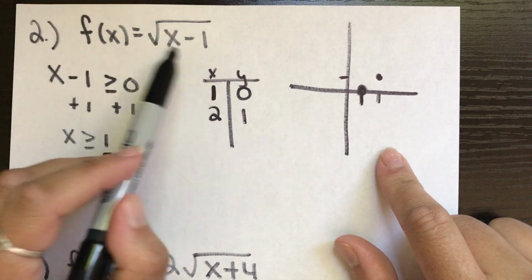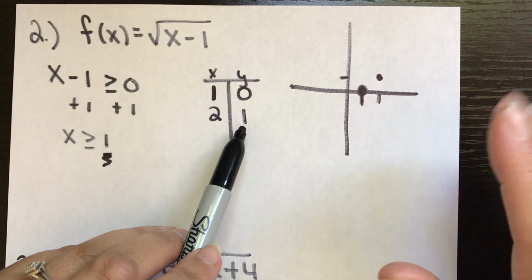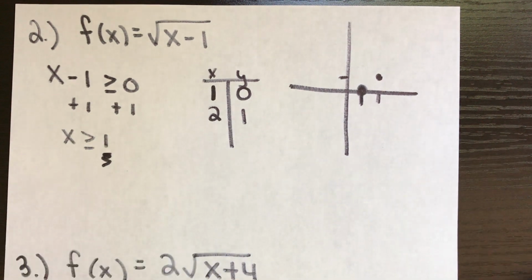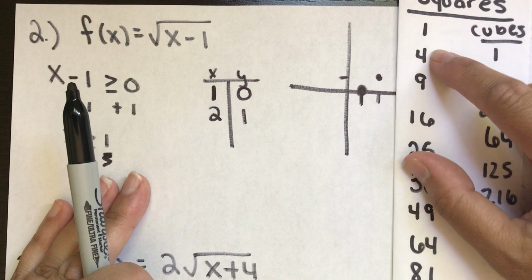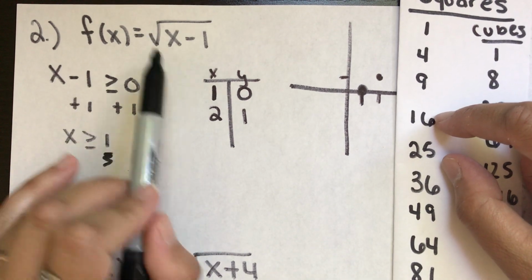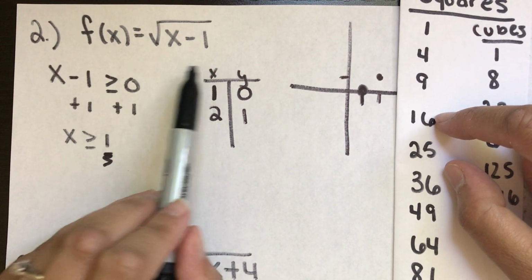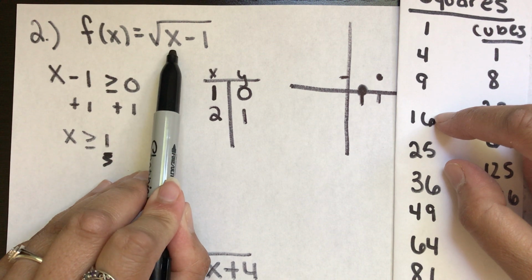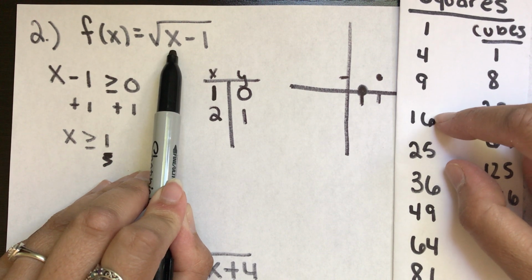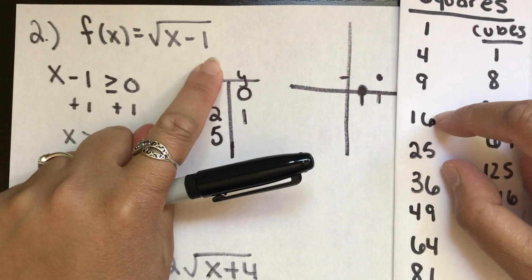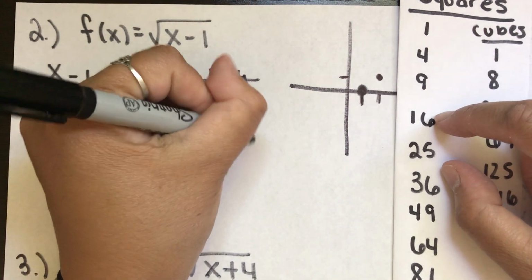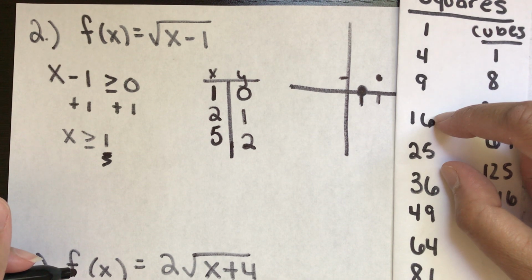So I know that the next perfect square after 1, remember, if you think of your perfect square list, you could even keep this handy. I need to get a 1, a 4, a 9, or a 16 underneath this. How could I get 4 underneath? What would I have to put right here to make underneath a 4? Well, I know it would be 5, because 5 minus 1 is 4, and the square root of 4 is 2. And there's my second point.